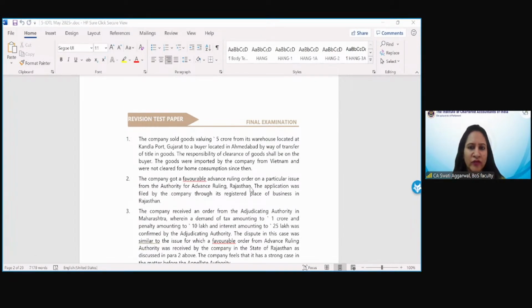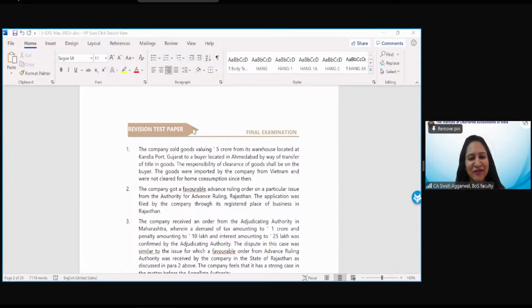Then the other part of information we have is the company got a favorable advance ruling order. Prashant has started giving answers.